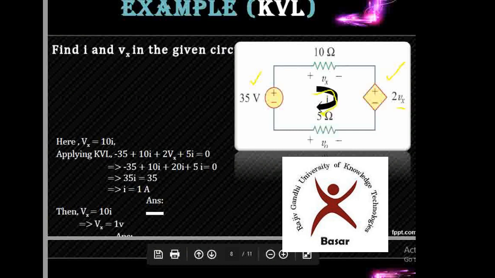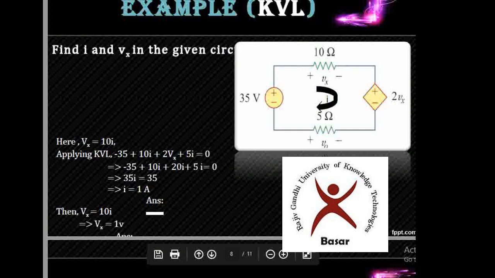Let us apply KVL here. What is KVL? The algebraic sum of voltages in a closed loop is 0, or in other words, voltage sources equal voltage drops. Here the voltage across the 10 ohm resistor is Vx and the current through it is I. By Ohm's law, Vx equals 10 times the current through the resistor, that is 10I. Now I am going to apply KVL in the closed loop.